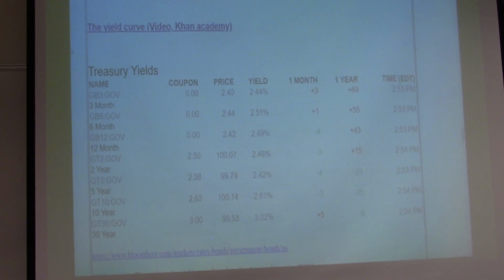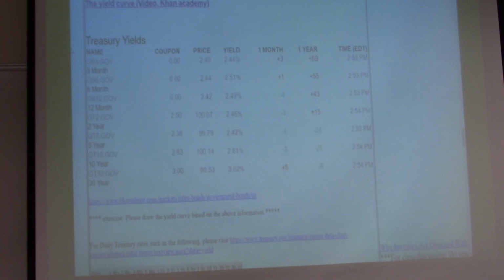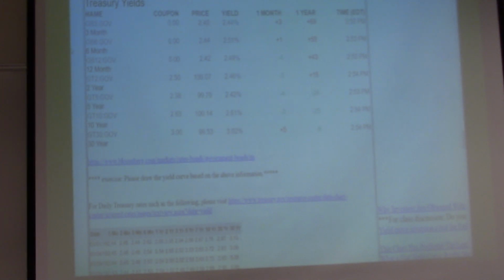This is information I got from Bloomberg today. This is the most recent one. So you see, this is the price, 2.4. The yield is 2.44% annual interest rate. Okay, the price is 2.4. It looks weird, right? Anyhow, I'll go back and check what this price means here.